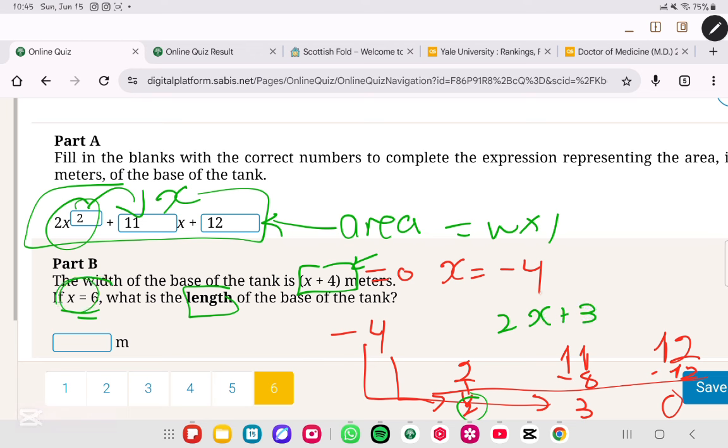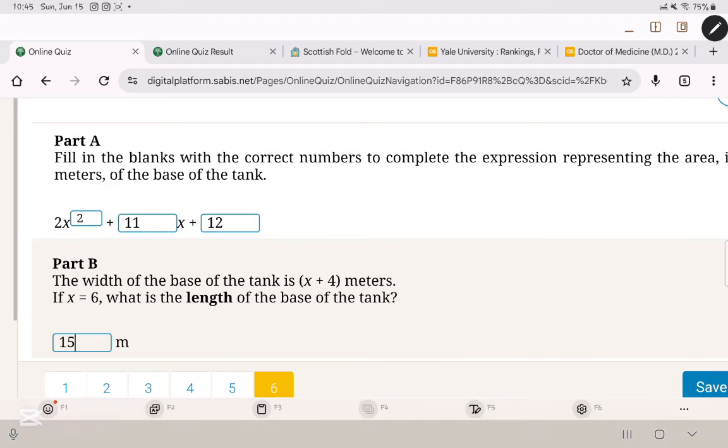Now, they told us x is equal to 6. So very simply, substitute x by 6. So 2 times 6 plus 3. So it will give us an answer of 15. So very simply, the answer is 15.